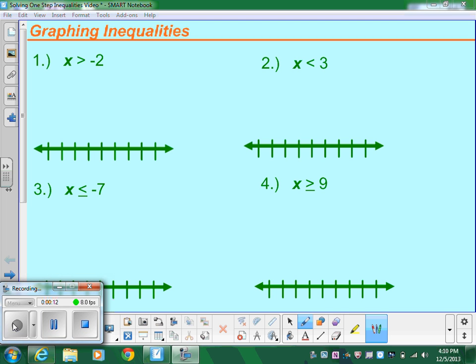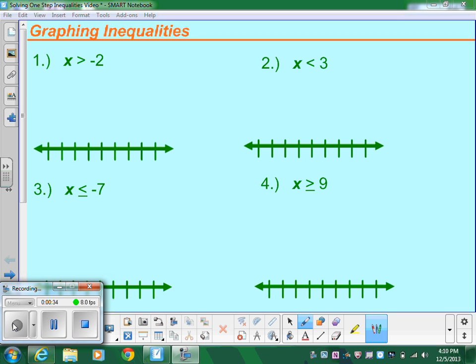In the first example here, first thing we're going to look for is to see whether or not our variable is already isolated. In this case, it is. Now we take a look to see if the variable is on the left side of our inequality. This is done to make our graphing easier.